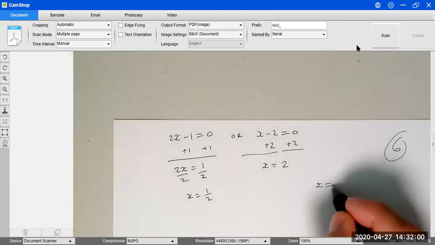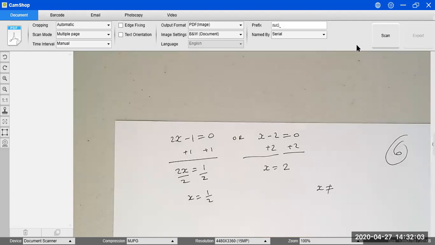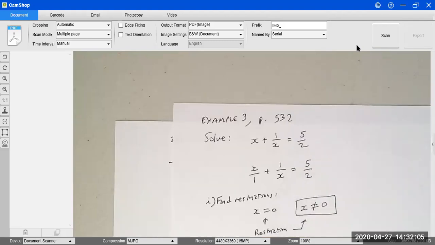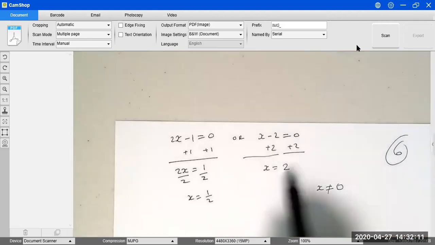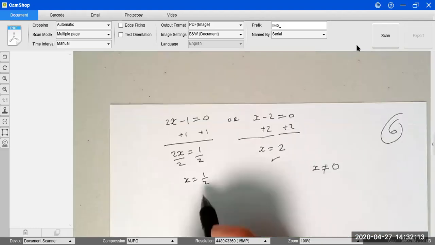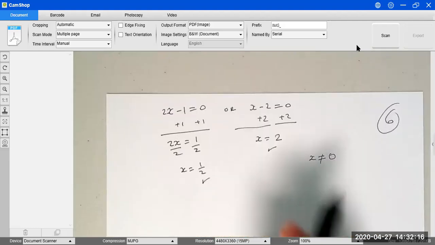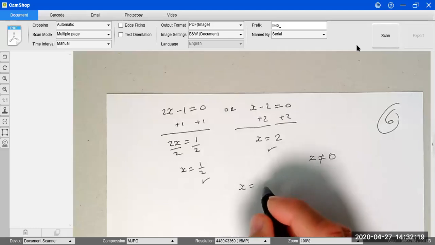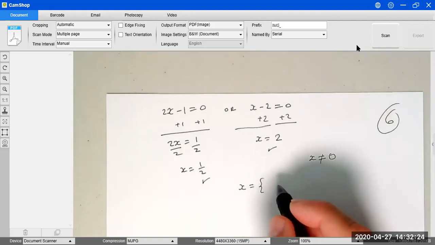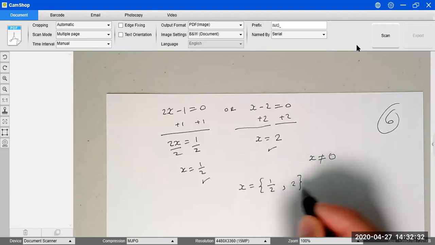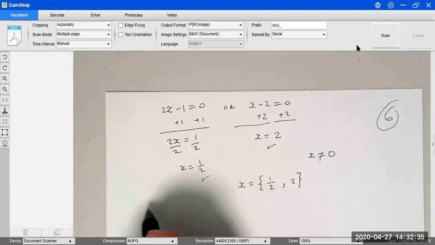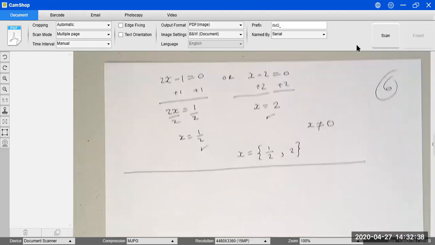Then you're going to write the restrictions. The restrictions were x different than 0. So we're going to write that restriction here. So you check, this is not 0. So that works. This is not 0. That works. So the final answer is just 1/2 and 2. So those are the solutions for the given rational equation.